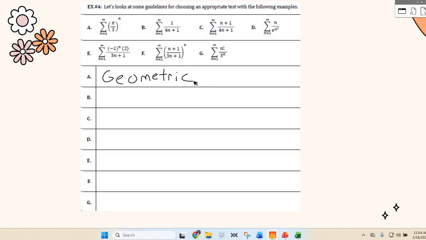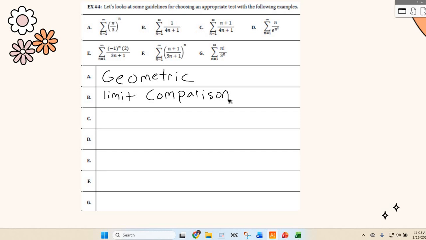Well, what's our other one? What's the other comparison test? Limit comparison. The limit comparison test. It does look kind of like 1 over n. We couldn't do the direct comparison, but we could use our limit comparison, and that will work there.